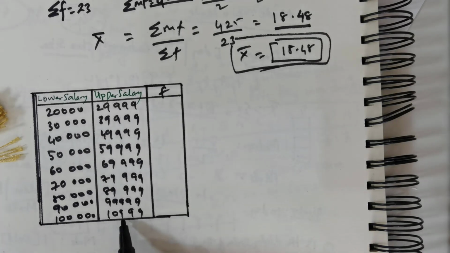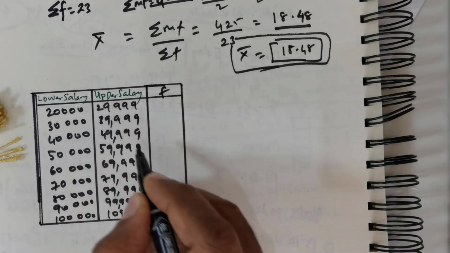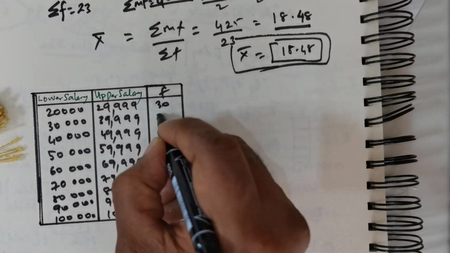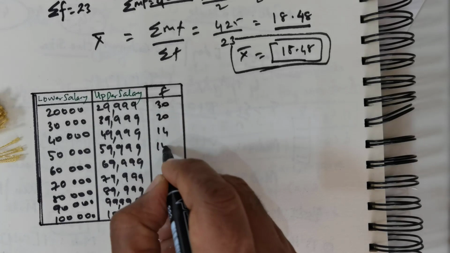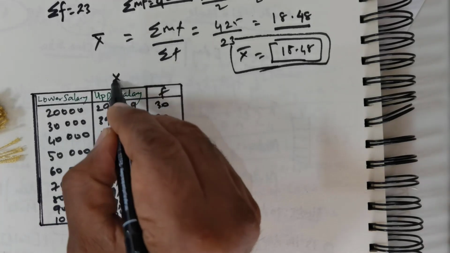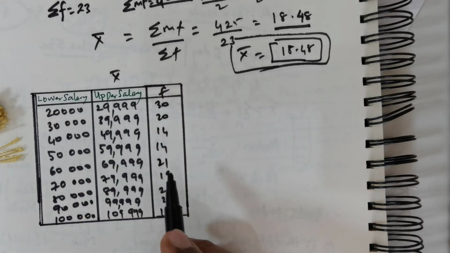Right, so one more 9 should be there. Okay, so this is 99, 89, 79, 69, 59, 49, 39, 29. Now the frequencies are given 30, 20. Now we are expected to find x bar. What is x bar? X bar is nothing but the mean of the grouped frequency.